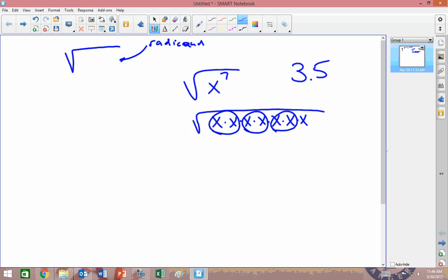We can't do anything with a half a couple, so we cross that out. This becomes our exponent that comes outside. So what comes outside is x to the third, okay? Because I have 3 couples.